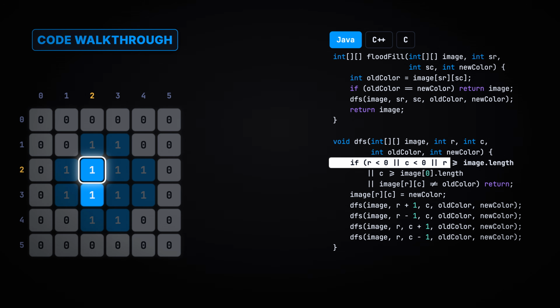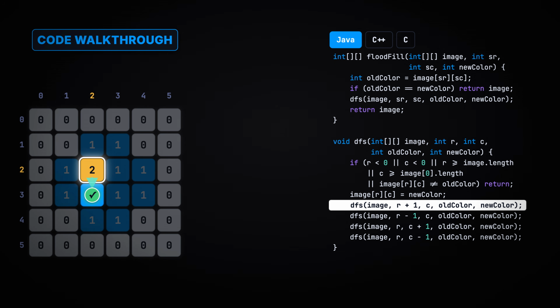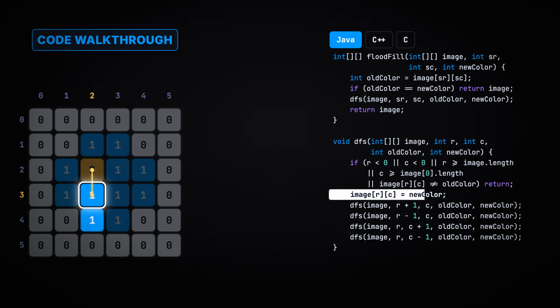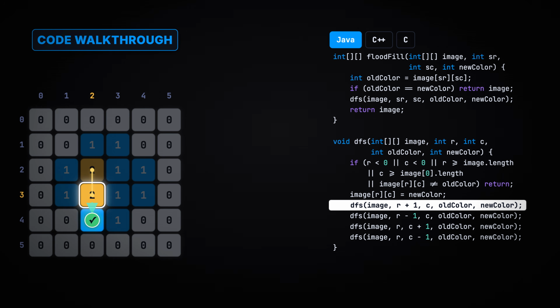Inside DFS on 2-2. Boundary check passes, it is on the grid and it is a 1. So we paint it 2 and look down. The cell below, 3-2, is also a 1, dive in. Now on 3-2, paint it 2 and again look down. 4-2 is a 1 as well, so down we go.